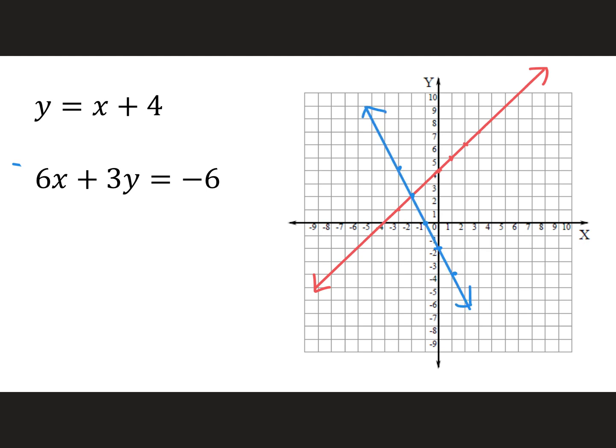So what is the solution? Where do the two lines cross? It looks like it crosses at (-2, 2). And again, if you don't trust that, put them back into the equations and see if they work.